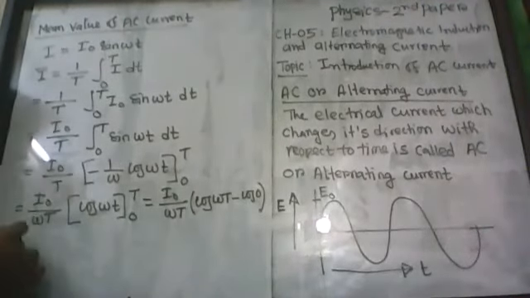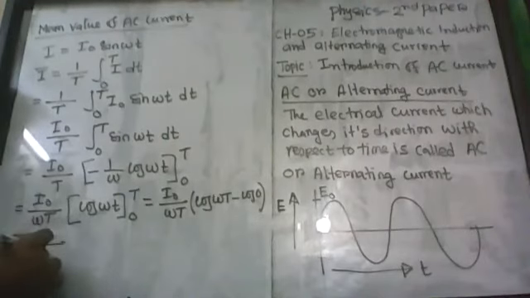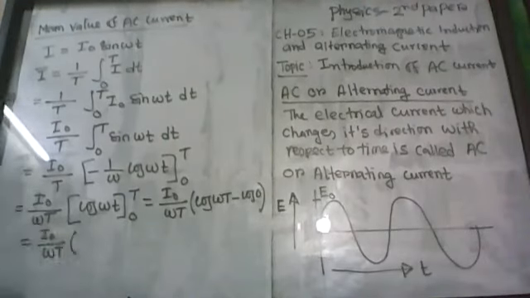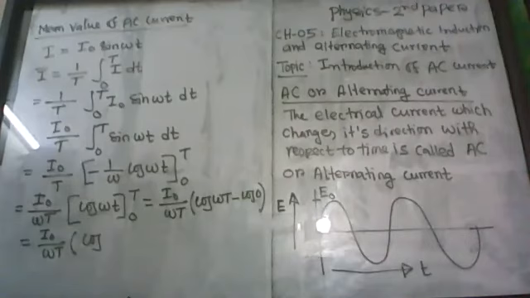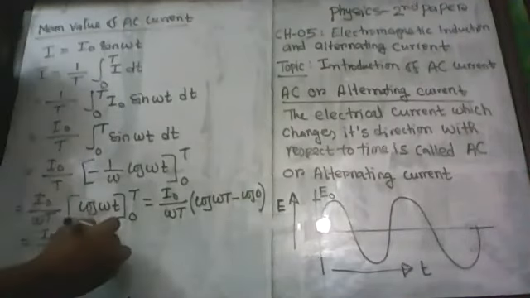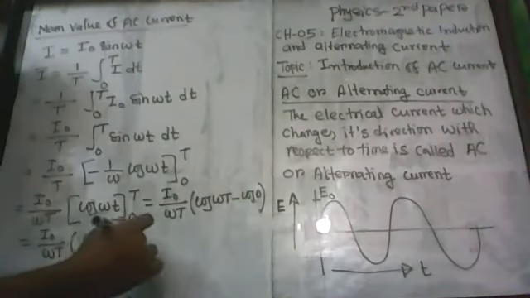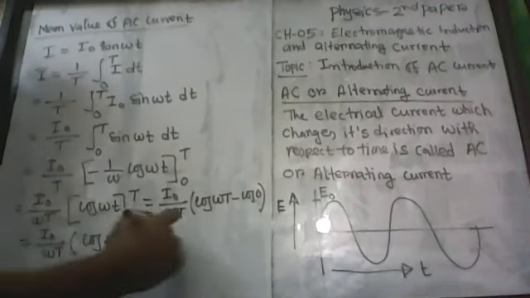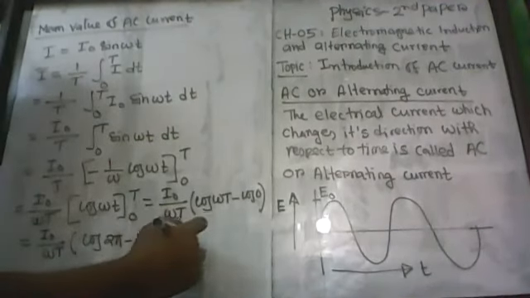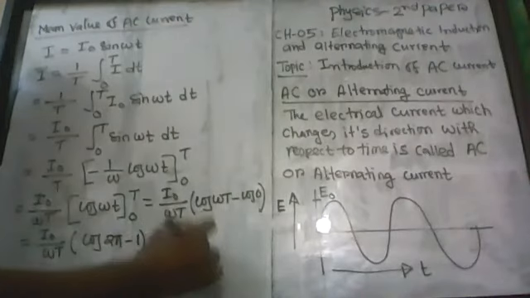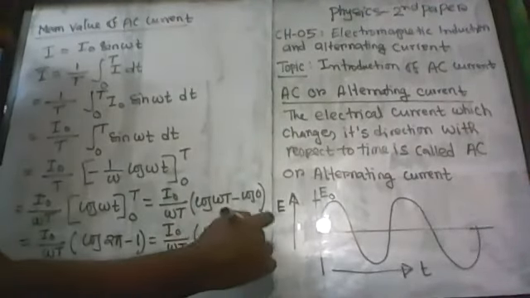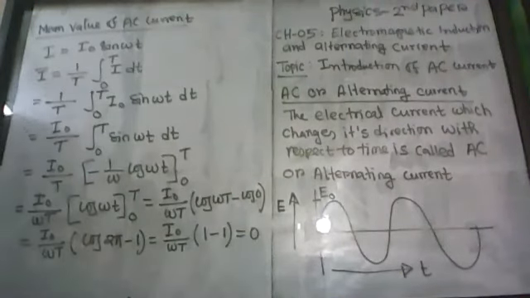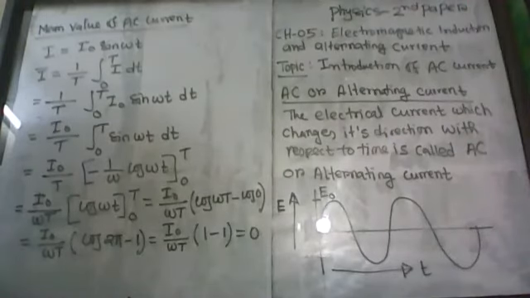If you see here, boys and girls, here I naught, then omega into capital T. Omega T will equal 2 pi, following my previous math. Cos 2 pi minus cos 0, where cos 0 equals 1 and cos 2 pi also equals 1. So it will equal I naught divided by omega T, then 1 minus 1 equals 0. So we also see that the mean value or average value of AC current is also 0.